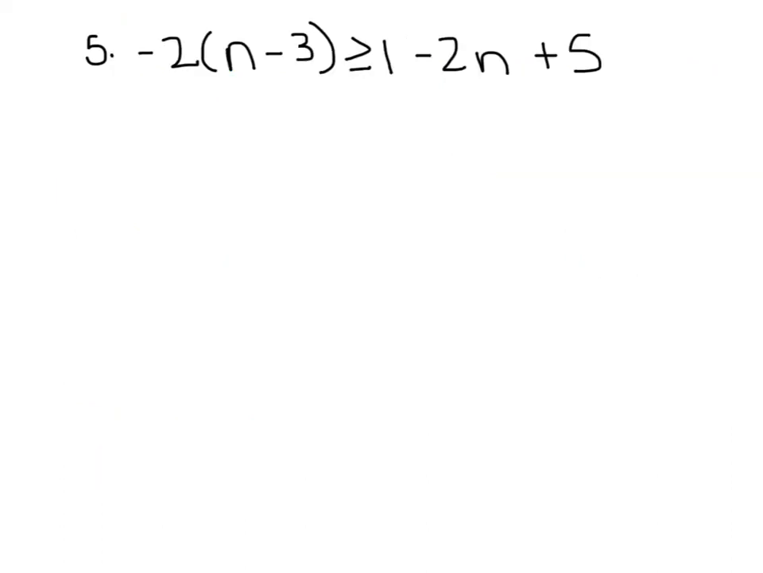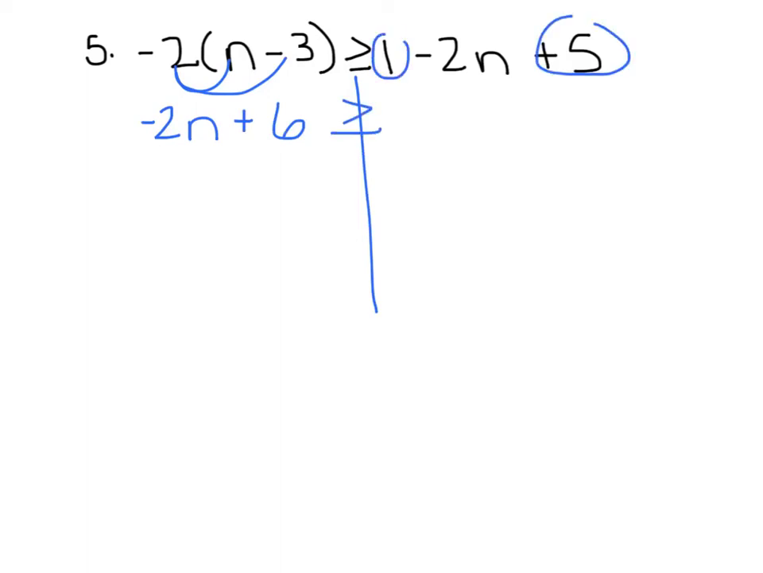Let's take a look at another one. I'm going to solve first of all by simplifying everything on each side first, before we move anything. Negative 2n, and negative 2 times negative 3 is positive 6. We've got a plus 6 is greater than or equal to. Now I can combine my positive 5 and my positive 1, and I'm going to have a 6, and a minus 2n. Now let's add our 2n to both sides.